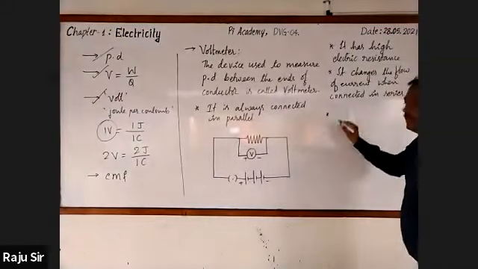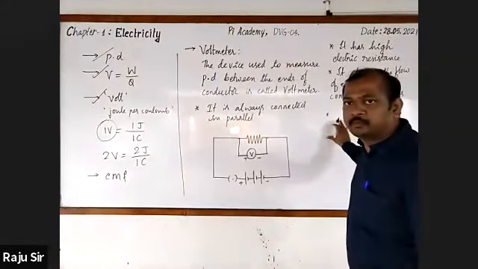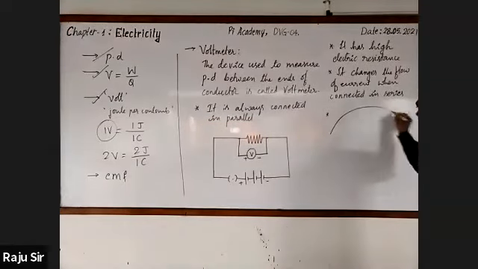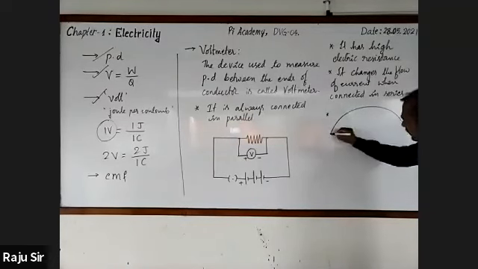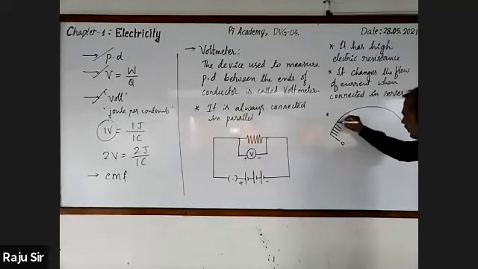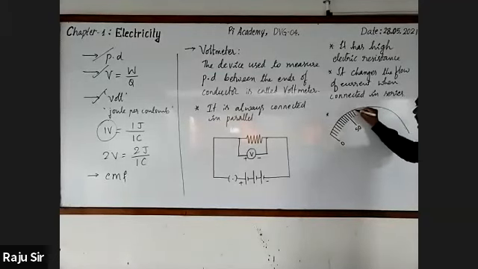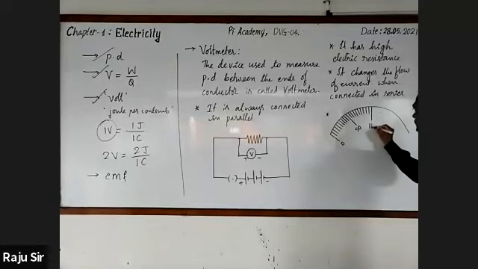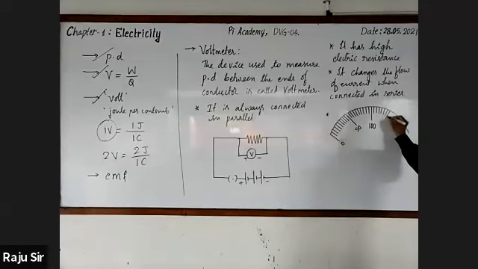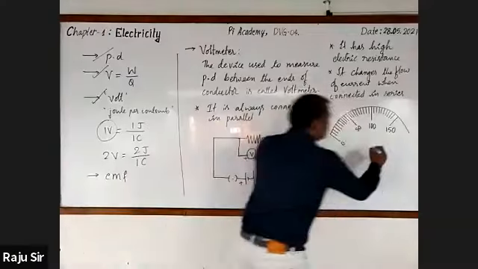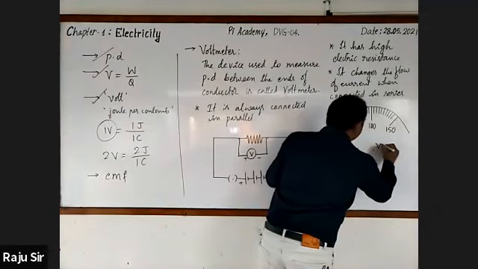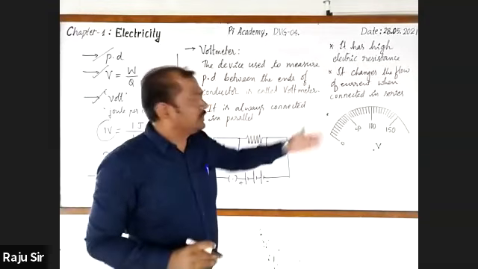Here I'm drawing a scale in the voltmeter. Please go for drawing as quickly as possible. Draw a semicircle from here. 0, 1, 2, 3, 4, 5, 6, 7, 8, 9, 10. Here I'll write 50. Then 1, 2, 3, 4, 5, 6, 7, 8, 9, 10. This is 100. Again 1 to 10. It is 150. Okay. Just observe it. Could you tell the least count of this voltmeter?